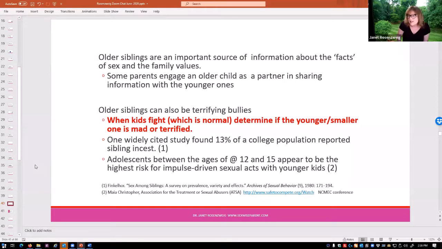What we want to look at is when bullying starts within a family, when kids fight, which is totally normal, especially when they're all home together. It's really important for parents to make a determination if the younger or smaller child, the one being bullied, is mad or terrified. Mad is fine. Mad people get mad at each other. Terrified means you might have a problem. You don't want kids scared of anybody in the household. It indicates that somebody might be abusing their power.